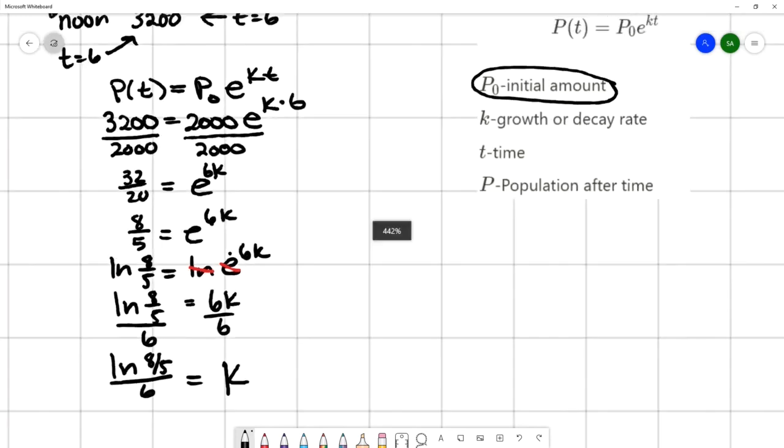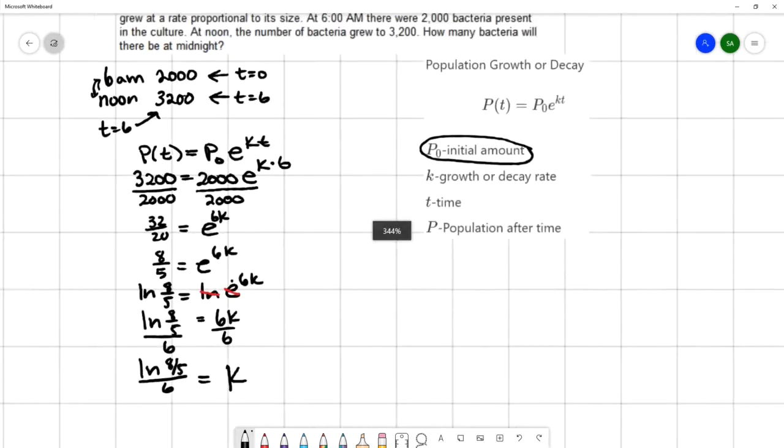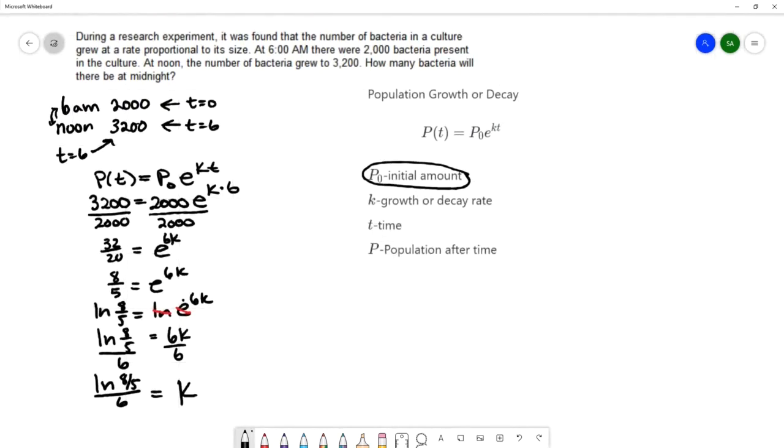Once I know the growth rate, I'm going to be able to answer the question. How many bacteria will be present at midnight? So how much time are we talking about there? So we have 6 a.m. to midnight. I know that 6 a.m. to noon was 6 hours. And then to midnight will be another 12. So I know I have 18 hours that I'm talking about.